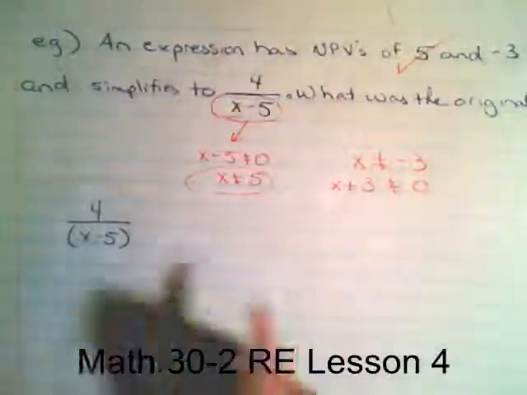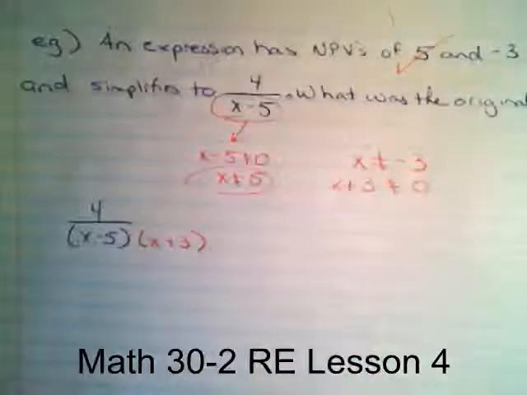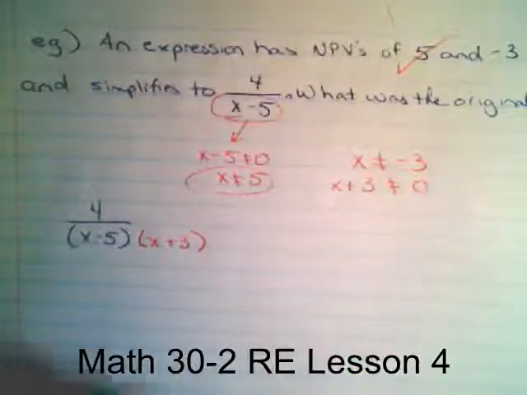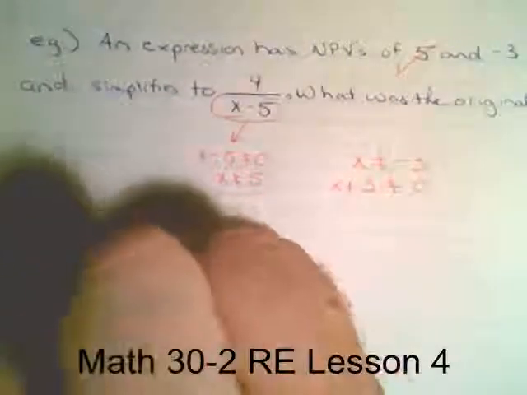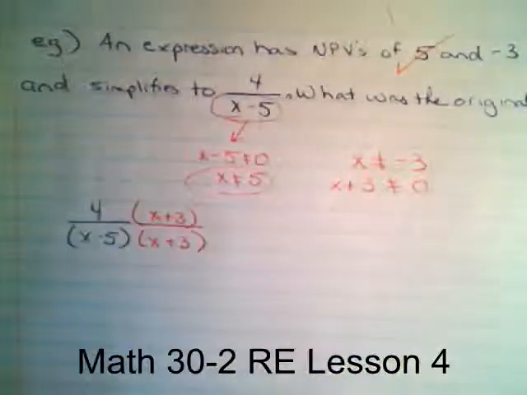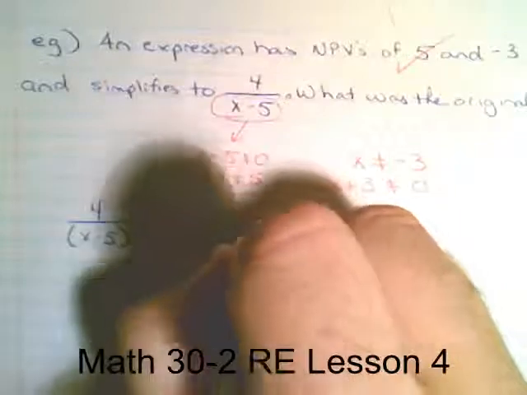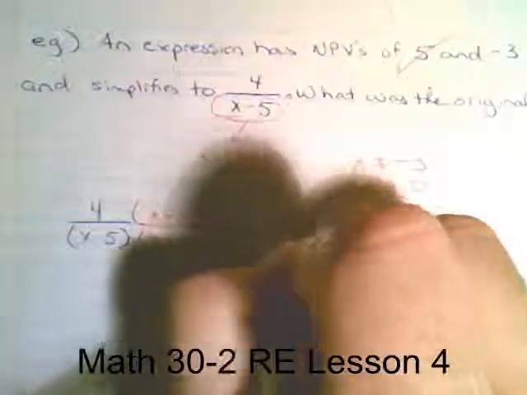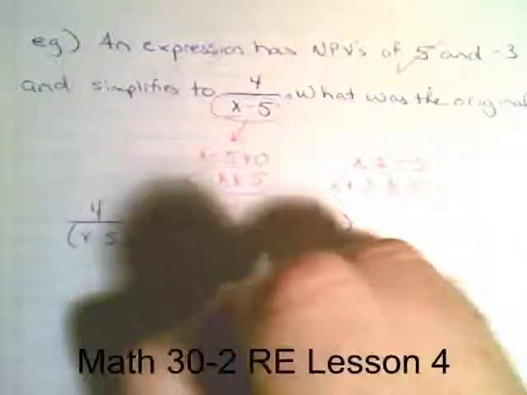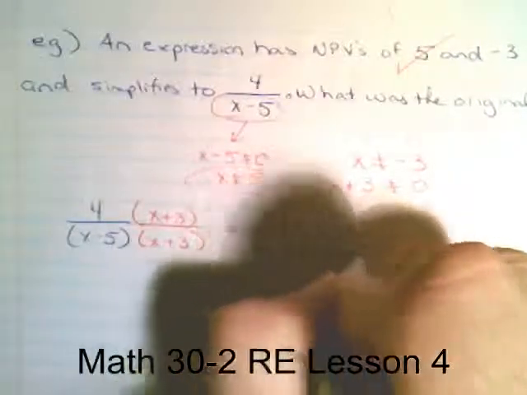So I have 4 over x minus 5, and I just put brackets in there for now. I need another x plus 3 down here. But the key thing all the way along is you can only multiply by 1. So it leads to that rule, whatever you do to the bottom, you have to do to the top. So I have to put an x plus 3 in the numerator.